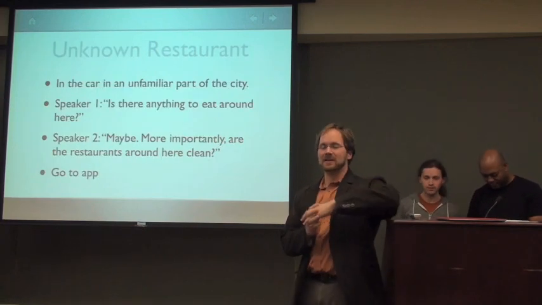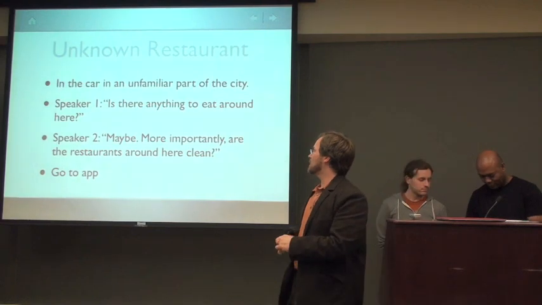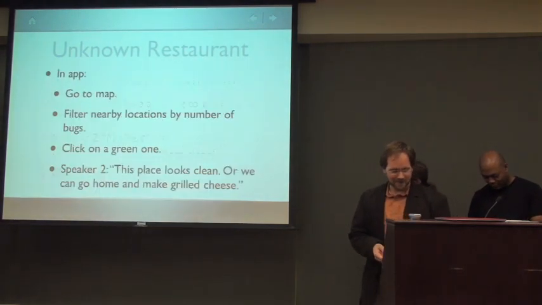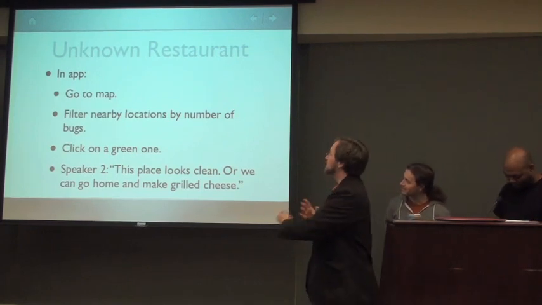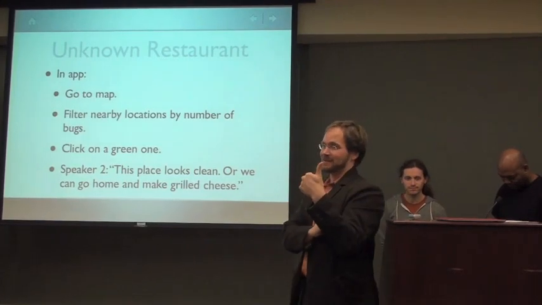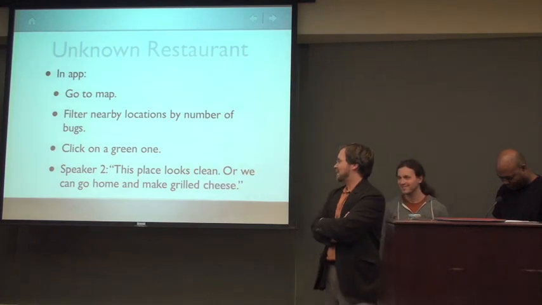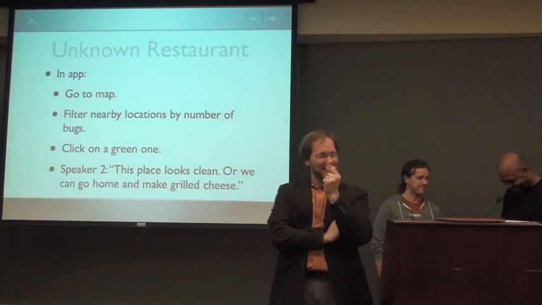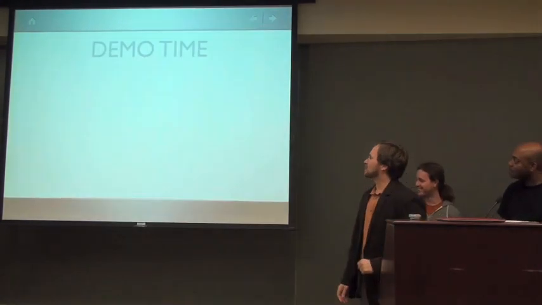Okay, so this is the second scenario. You're in town, you don't know the area, you want to know if there's anything to eat around here. Well, maybe. But are the restaurants clean? Let's go to the app. You go to a map, filter nearby locations by bugs. 4 is the worst, 1 is the best. Because, you know, you only want to see 1 bug. Mo bugs, mo problems. You click on a green one. Hey, this one looks like a good restaurant. Or why don't we just go home and make grilled cheese?